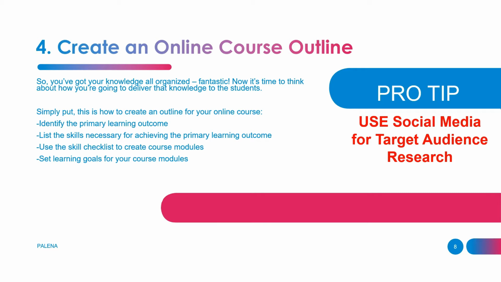Number 1, identify the primary learning outcome. Number 2, list the skills necessary for achieving the primary learning outcome. Number 3, use the skills checklist to create course modules. Number 4, set learning goals for your course modules.